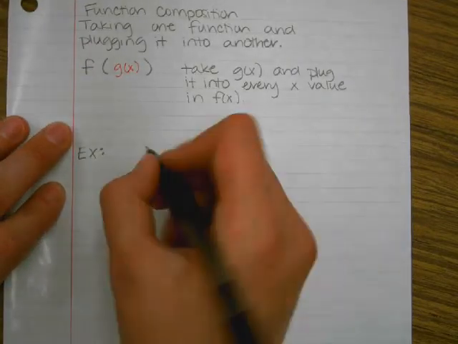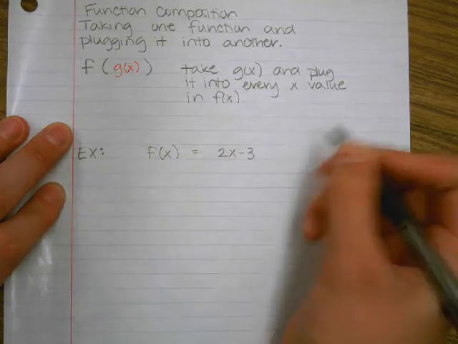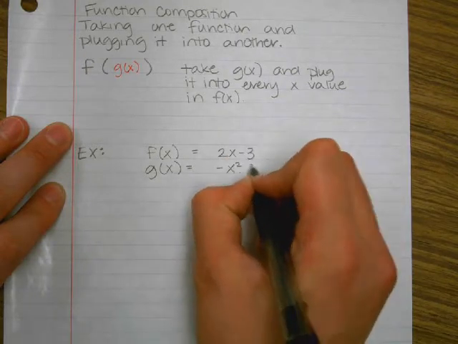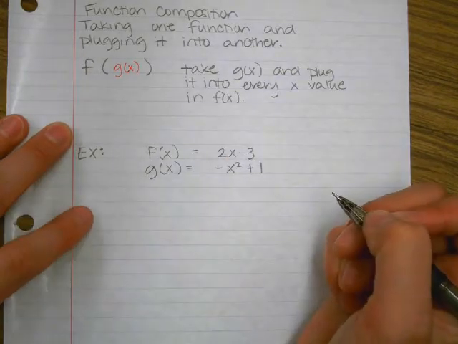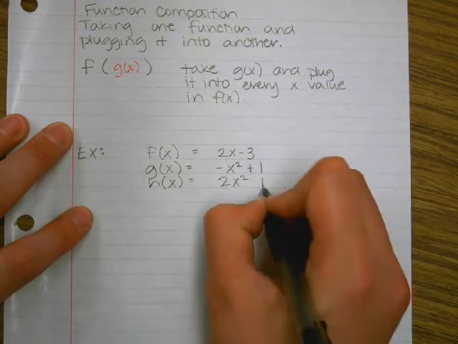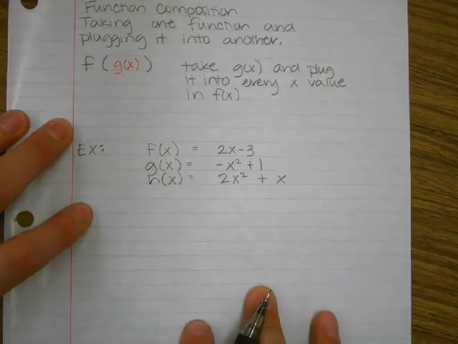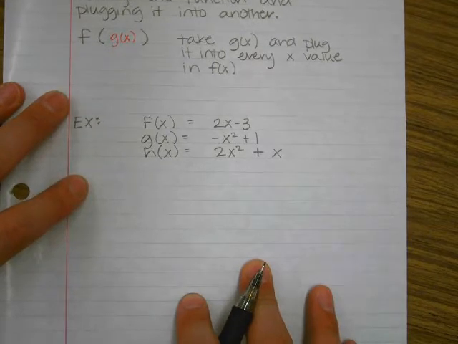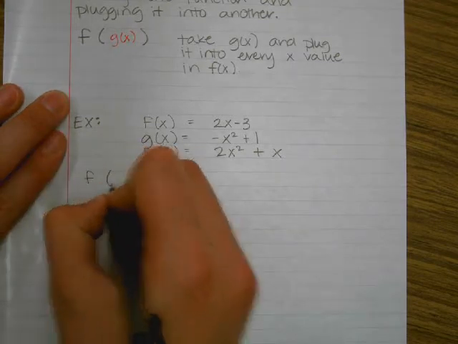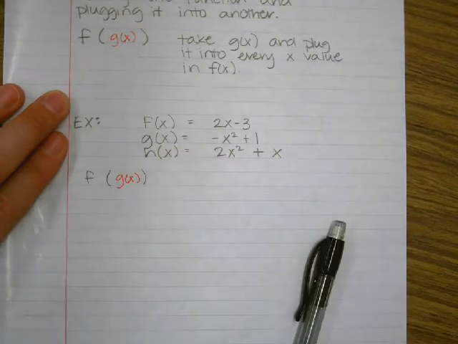So to start with, I'm just going to say we have our function f of x, and that's going to be 2x minus 3. And then we're going to have g of x, and I'm going to say that that is negative x squared plus 1. And we're going to have h of x, and that's going to be 2x squared plus x. Okay, so to start with, we're going to do just f of g of x, like what I just wrote. So f of g of x, this is the problem that we're doing.